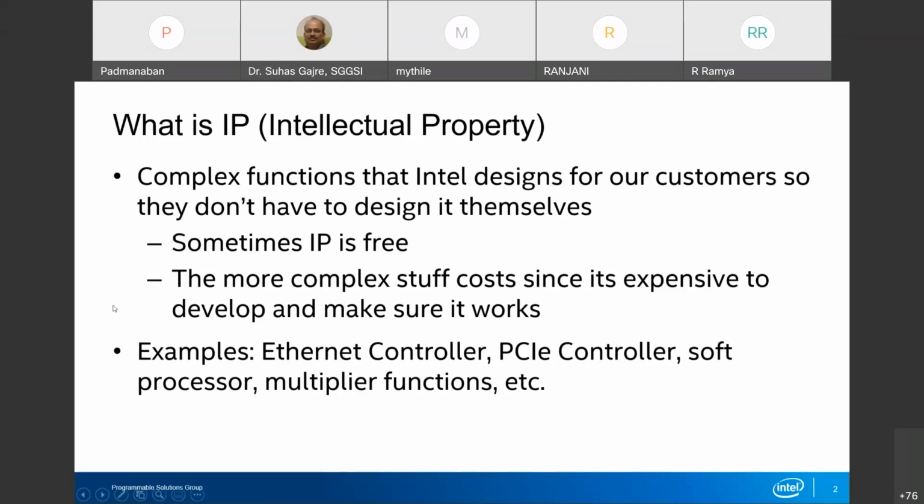So what are the examples of IP? Ethernet controller, PCI Express controller, and then you have a soft processor, and then multiplier functions. All those things will come under the intellectual property, which is the IP core.